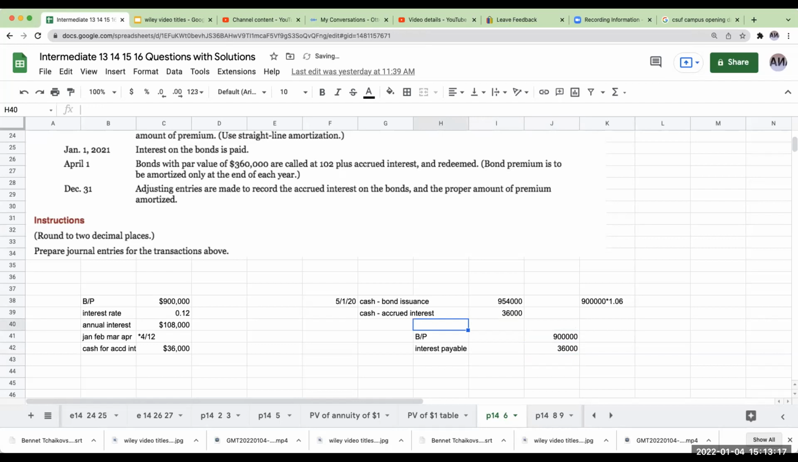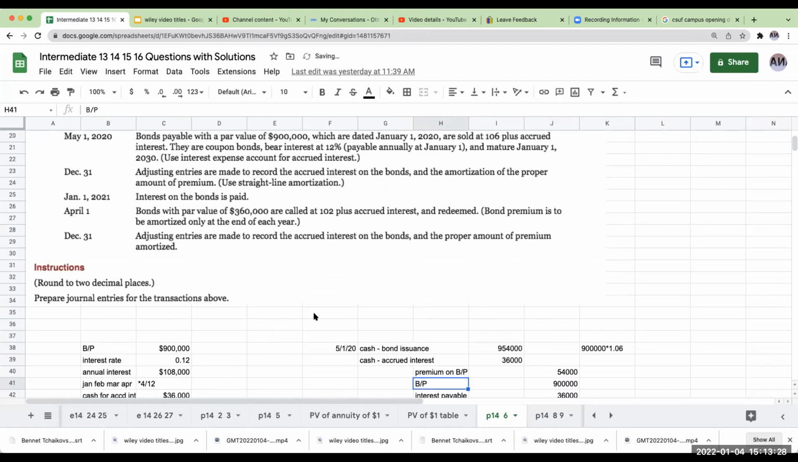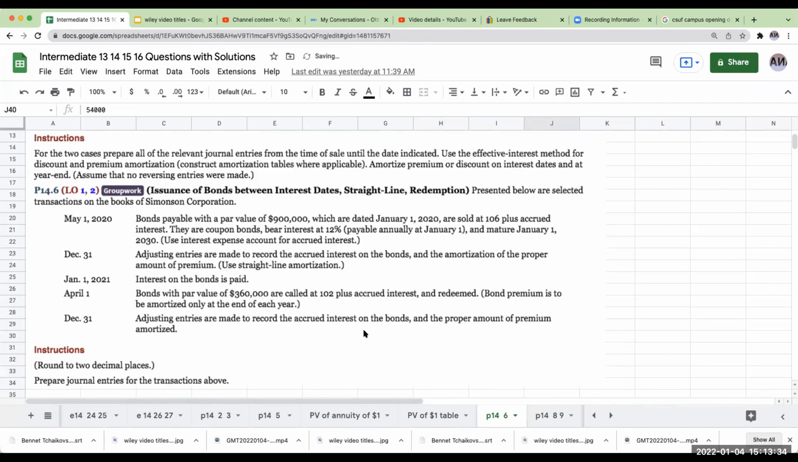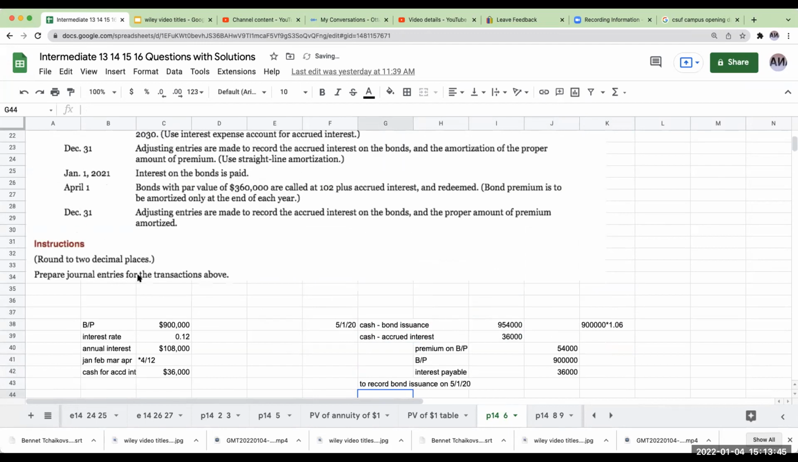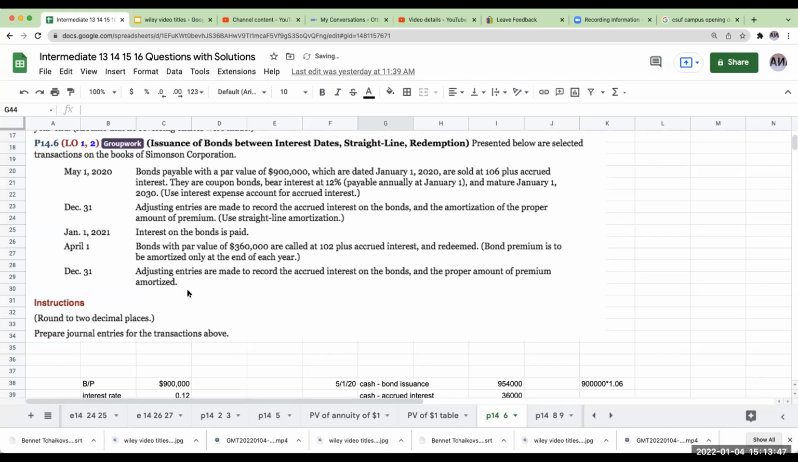The difference over here is going to be the 54,000, which is going to be the premium on bonds payable. So it was issued at 106, meaning 6% above the face value. So the premium amount is going to be over here for 54,000. Okay, so this is to record bond issuance on 5/1/20.